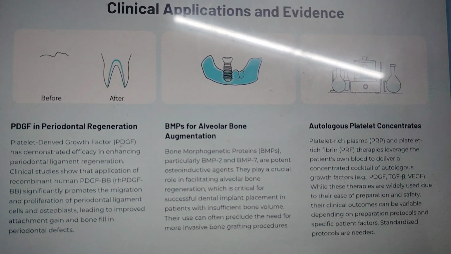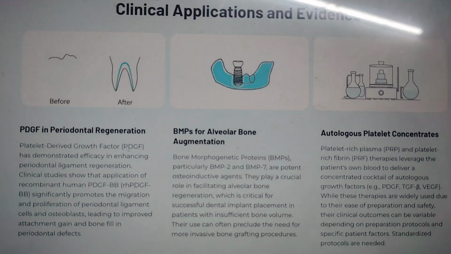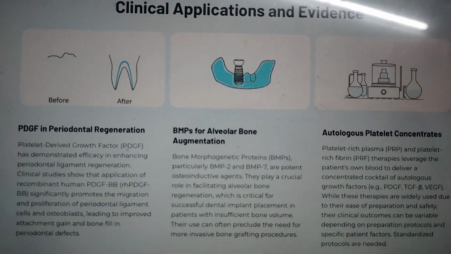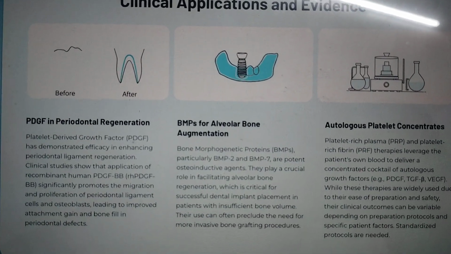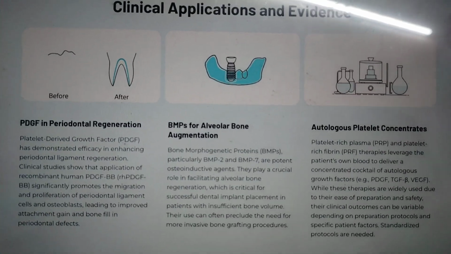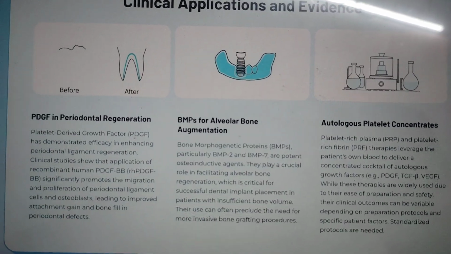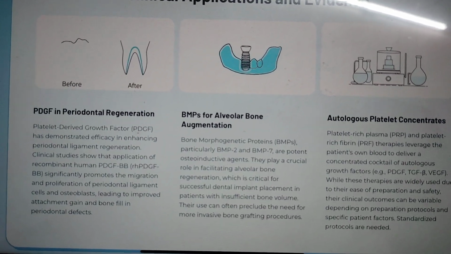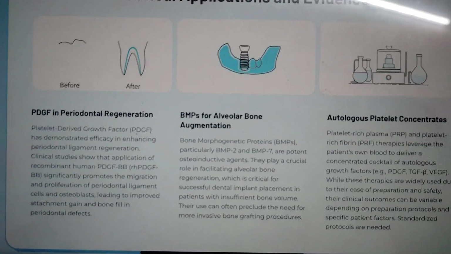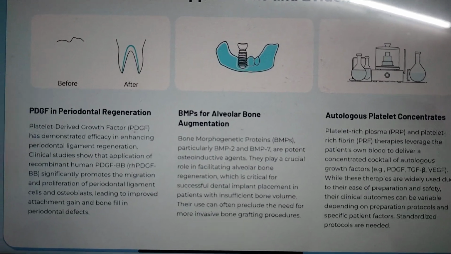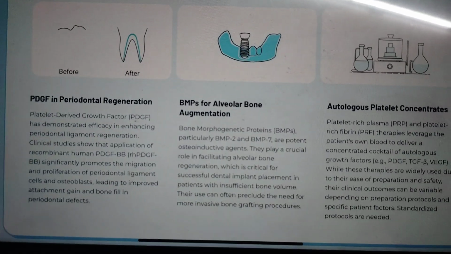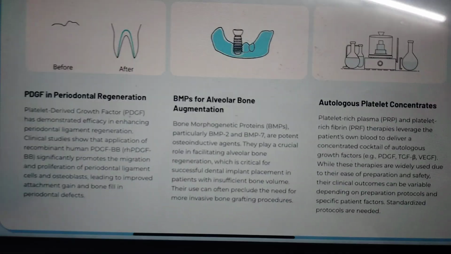Autologous platelet concentrates, platelet-rich plasma and platelet-rich fibrin therapies, leverage the patient's own blood to deliver a concentrated cocktail of autologous growth factors. While these therapies are widely used due to their ease of preparation and safety, their clinical outcomes can be variable depending upon preparation protocols and specific patient factors. Standardized protocols are needed.